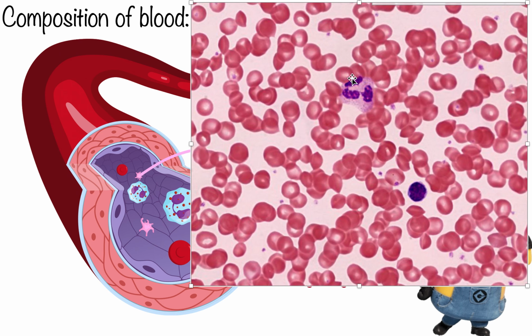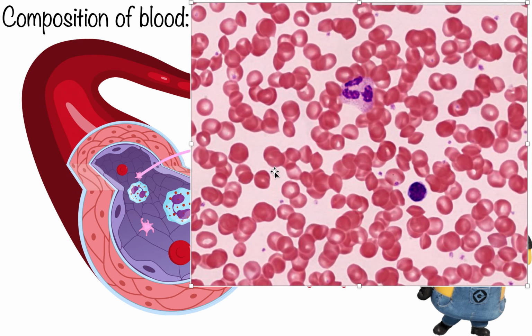Then we also have this. Look at this. This kind of looks like this image here, right? It's a white blood cell. Now there are different kinds of white blood cells, so they don't all look the same. For example, this one is also a white blood cell, but it looks slightly different. So there are different types of white blood cells, but you don't need to know that. Just know if they don't look like a red blood cell, then they're a white blood cell.